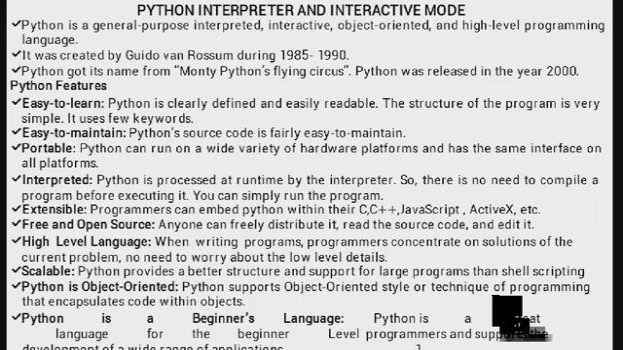In that, extensible means programmers can use Python with their C, C++, JavaScript and so on. Then high level language means when writing programs, the programmer concentrates on the solution of the current problem and also has no need to worry about the low level details. Then scalable means Python provides better structure and support for large programs than shell scripting.